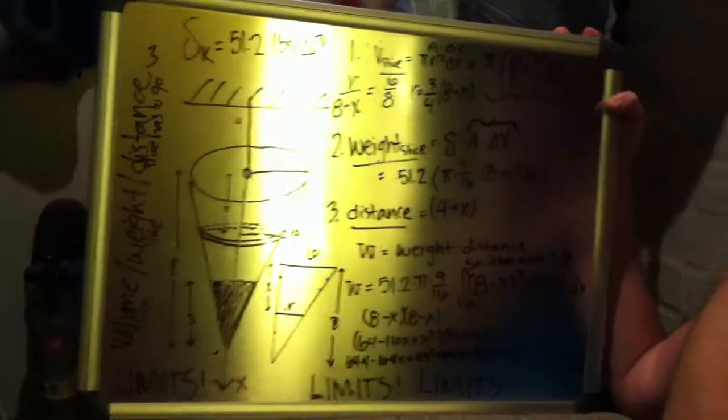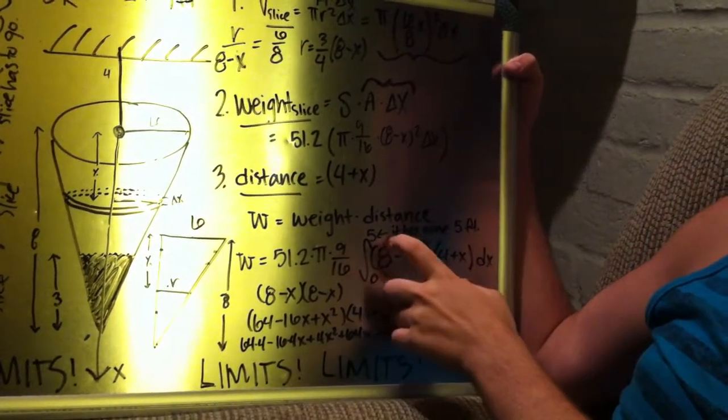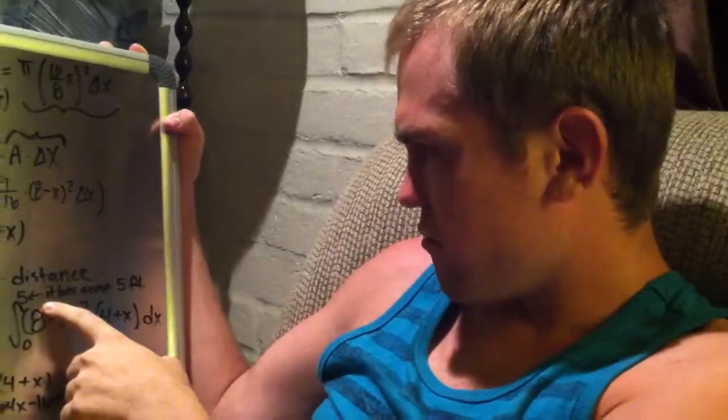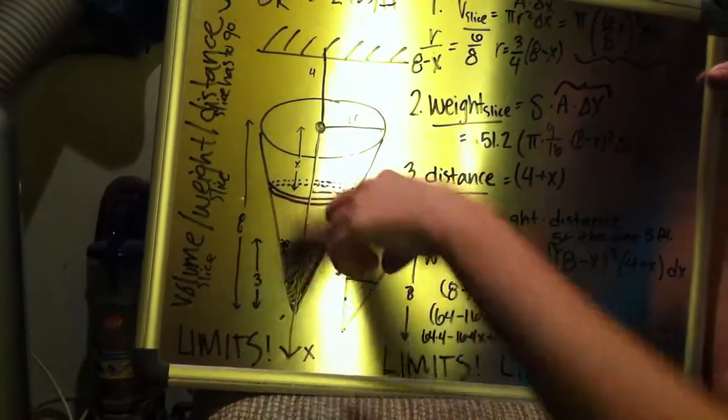Okay. Weight is weight times distance. 5. It has gone 5 feet. That's the 5. That's the number that I keep talking about. The only thing I figured out so far.